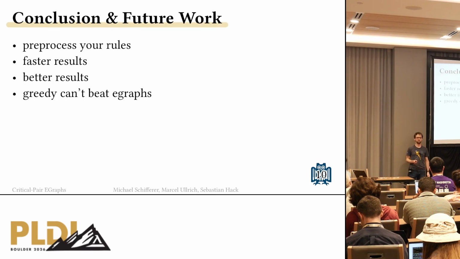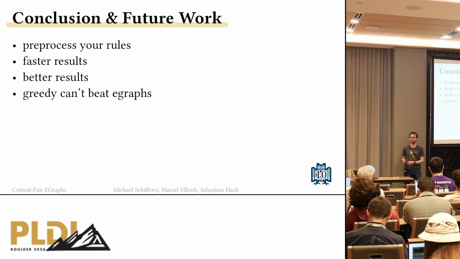So to conclude, just pre-process your rules with Knuth-Bendix completion. It finds better results faster, so it finds the same result in faster time, and it sometimes even finds more results because it adds novel rules. And even with Knuth-Bendix completion, greedy stays worse than EGRAPHS.